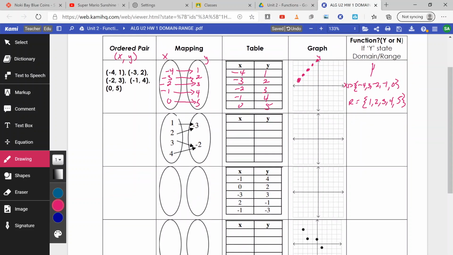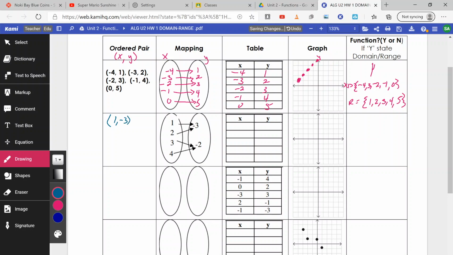Now for the mapping one, we have the mapping. We have 1, 2, 3, and 4, the negative 3 and the negative 2 in here. So in order to say what the ordered pair is, 1 is my first x value. I follow the arrow and it looks like I get negative 3.